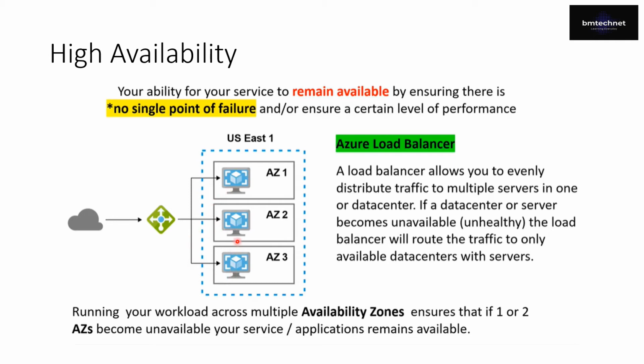And if a data center or server becomes unavailable, let's say this server goes down, then the load balancer will sense it and only route the traffic between the two available servers or availability zones. That way you can achieve high availability. And this is the whole concept of it.